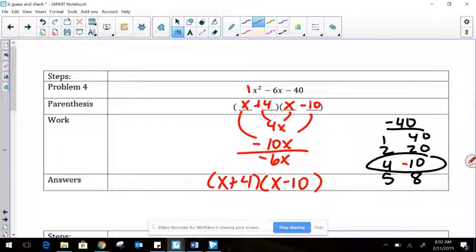Because when I do that box method like I did in the first problem, you can see, okay, when I multiply these two last numbers, they need to equal this guy. And then I have to do inside and then outside to get the middle term here. So just kind of a background before we really get into the factoring.